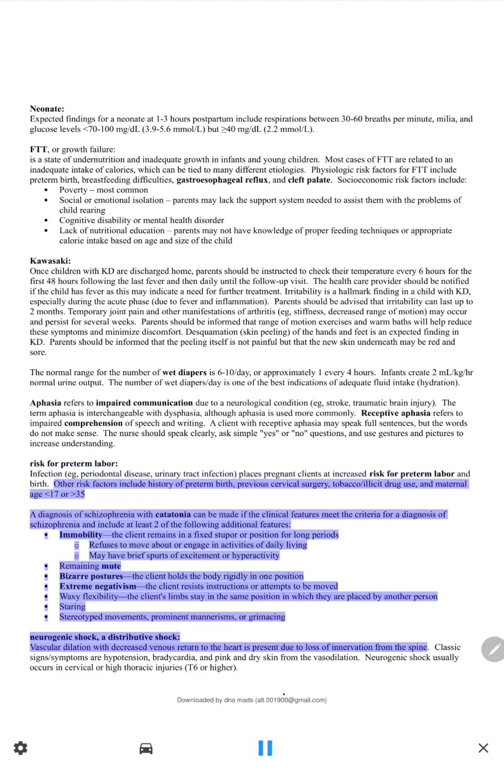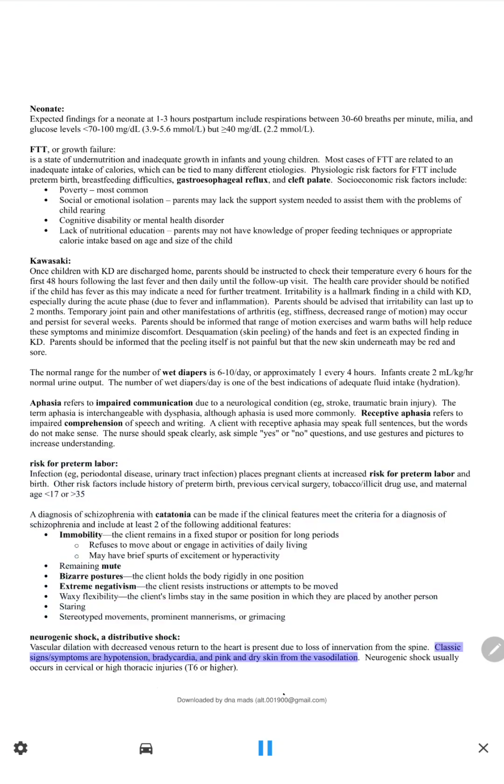Neurogenic shock. A distributive shock. Vascular dilation with decreased venous return to the heart is present due to loss of innervation from the spine. Classic signs and symptoms are hypotension, bradycardia, and pink and dry skin from the vasodilation. Neurogenic shock usually occurs in cervical or high thoracic injuries, T6 or higher.